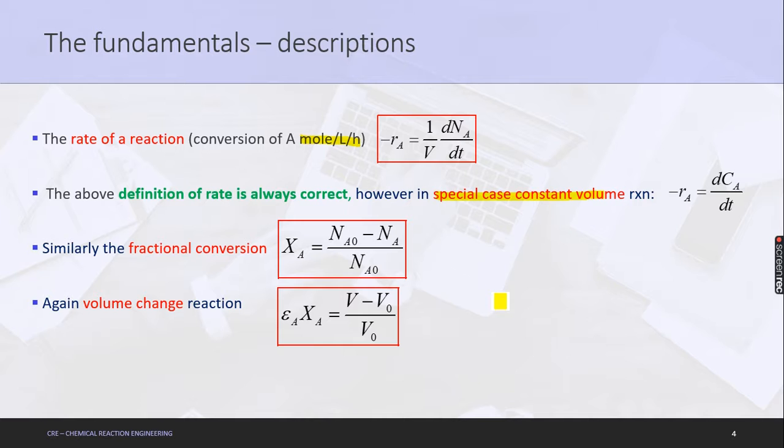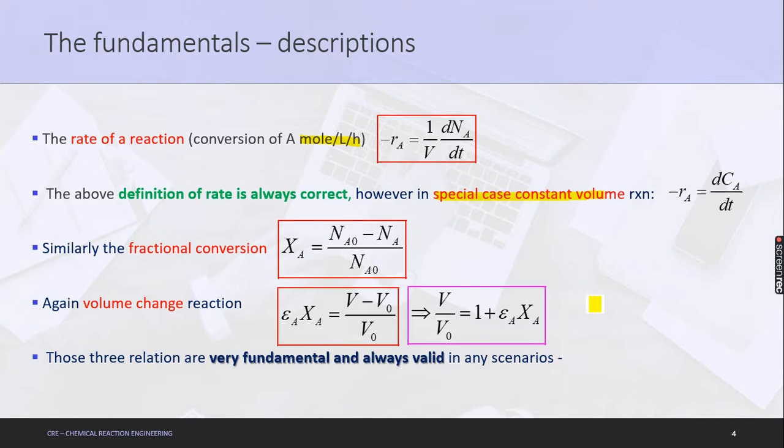This definition is also always correct, and it can be simplified a little bit: V by V0 equals 1 plus eta A XA. So this relationship, whatever we have highlighted, for example, the rate R, the XA definition, the final fractional conversion, or eta, all those definitions are always valid for any kind of scenario. But for example, when you are talking about RA equal to dCA by dt, this is only a special case scenario when volume is constant. So we need to understand the differences between them.